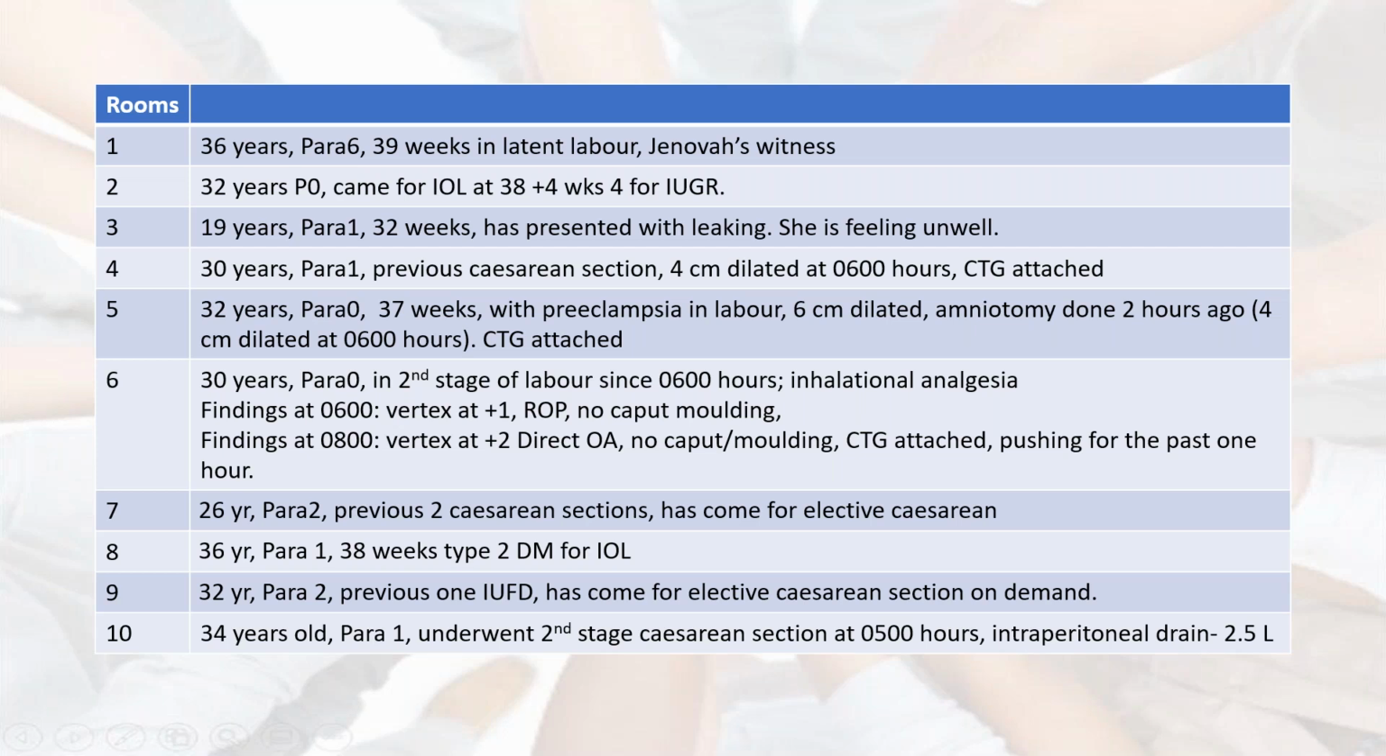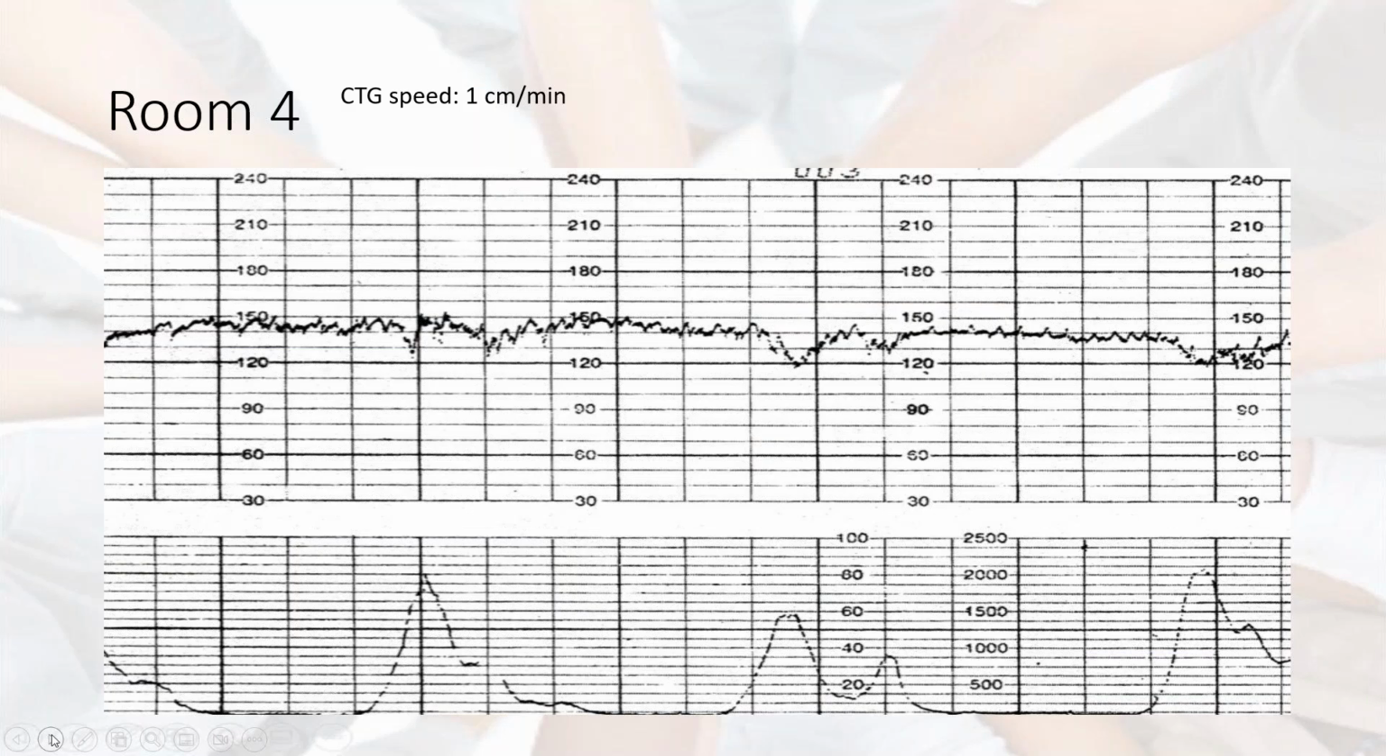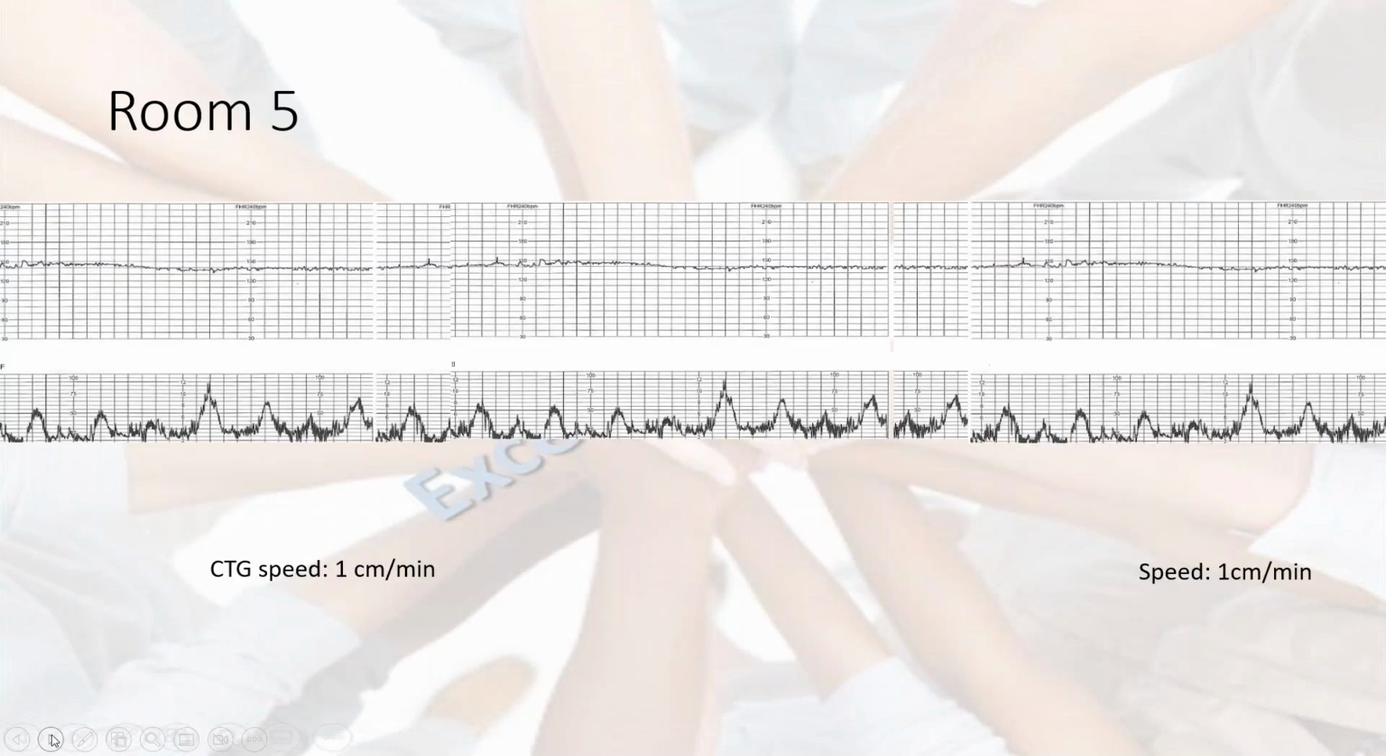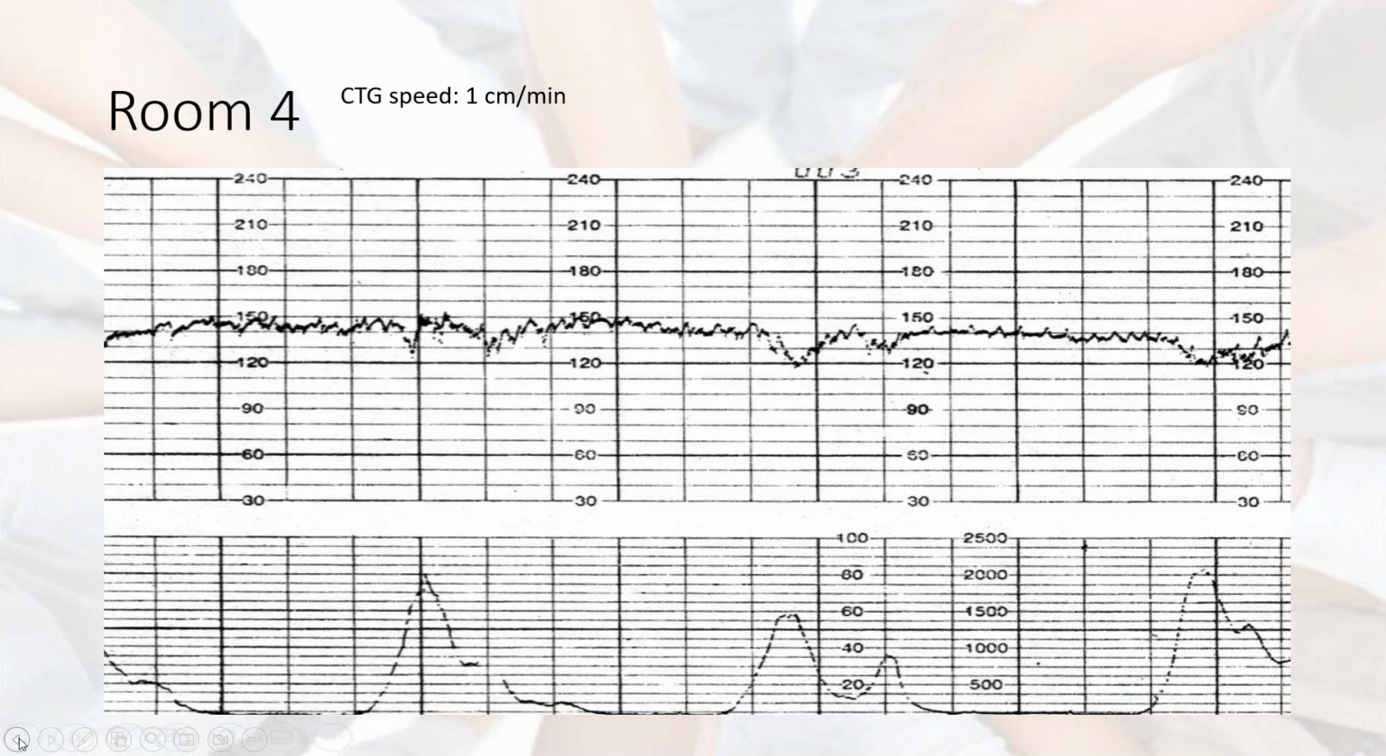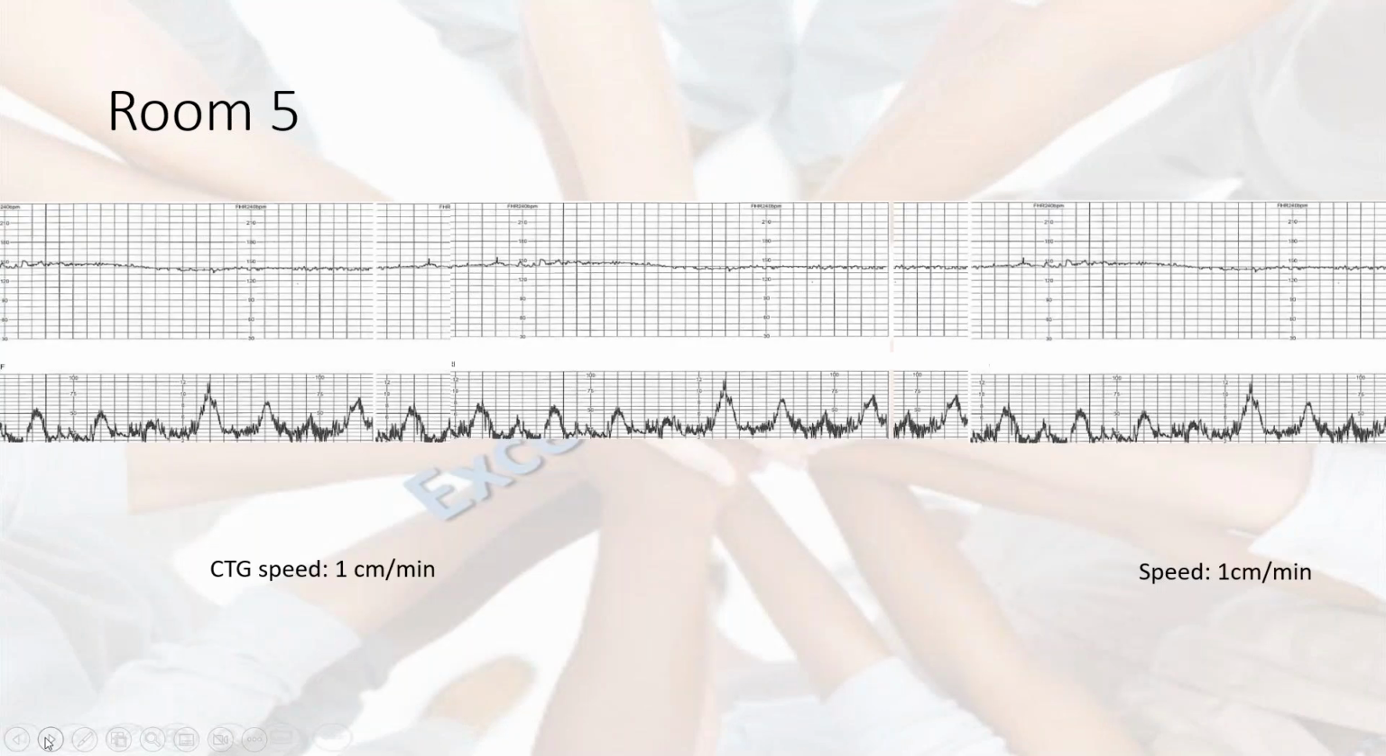Next patient. What is your interpretation? Room number 5, ma'am, as pre-eclampsia. Pre-eclampsia in labor. Okay. And there is a decreased variability, ma'am. Room number 5. Okay. Fine. Agreed.